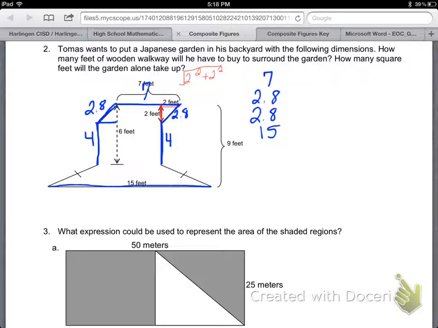Now, the hard part will be to find these. Both of these are the same. That's why they both have the same little symbol. So we have to think. All the bottom is 15, and we know that from right here to right here is going to be 5. That's 5 because that 7 minus this 2 makes this 5.